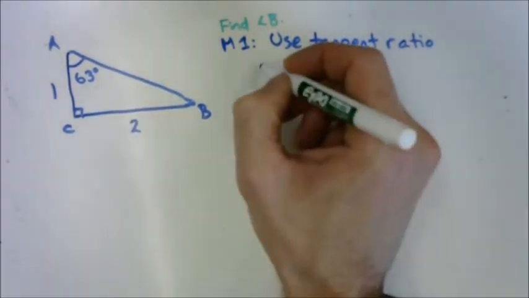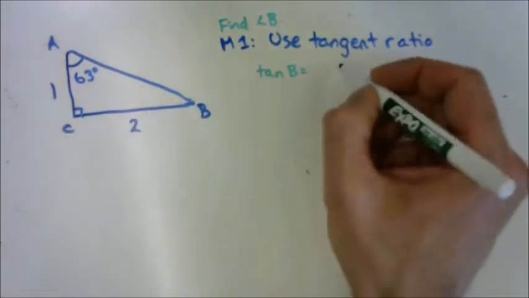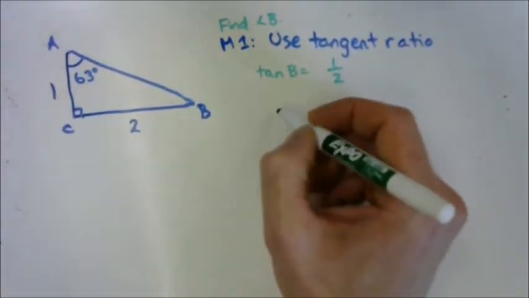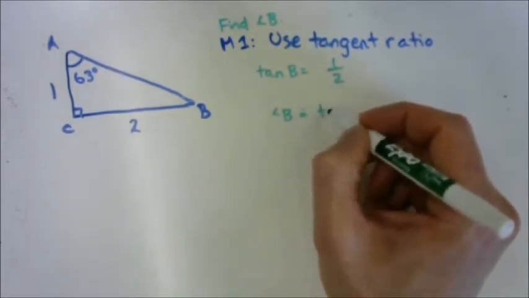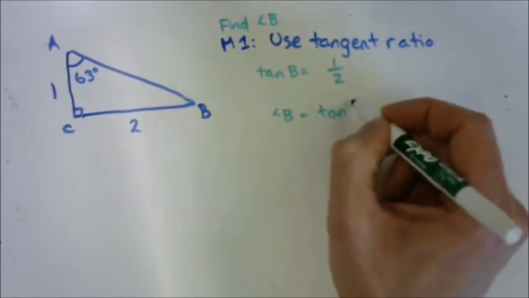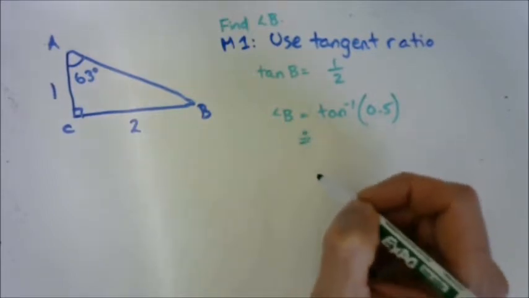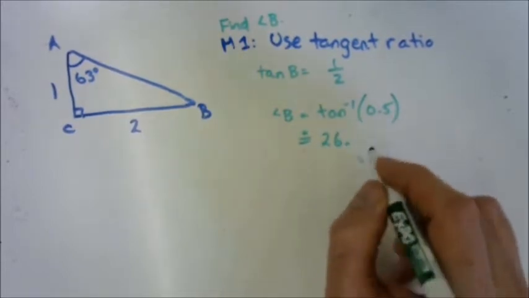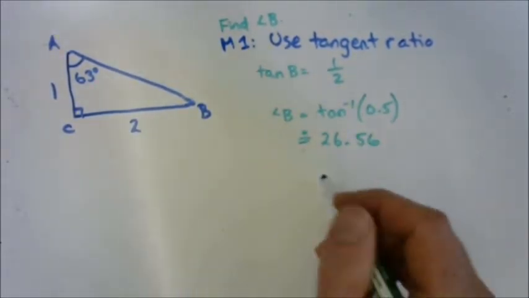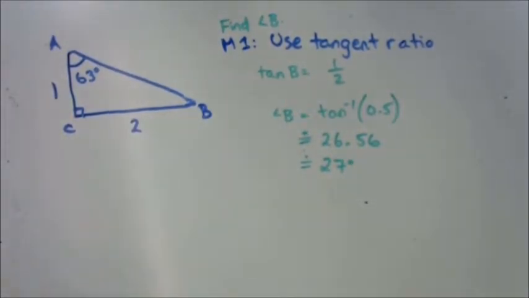So we can use the tangent ratio again. The tangent of B is opposite over adjacent, which now in this case is 1 over 2. And then to find angle B by itself, we take the inverse tan of both sides. So it's equal to the inverse tan of 0.5, or 1/2, same thing. If you put that in your calculator, you'll get that angle B is 26.56, or approximately 27 degrees. That's for finding the measure of angle B.